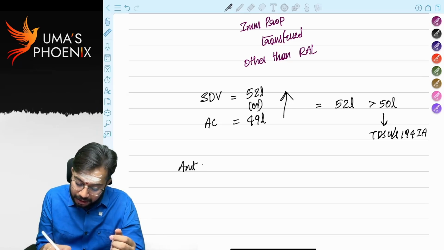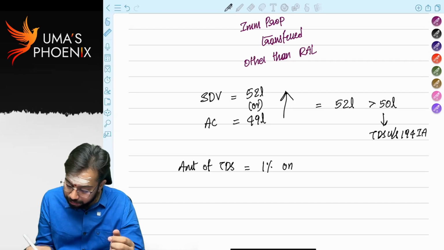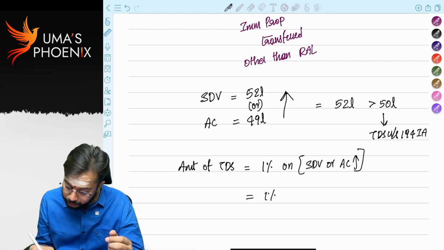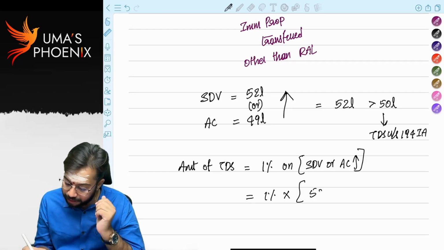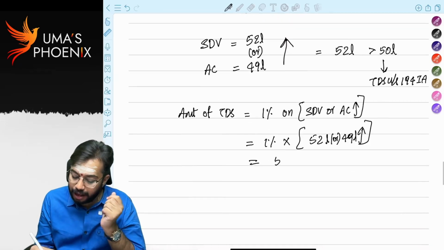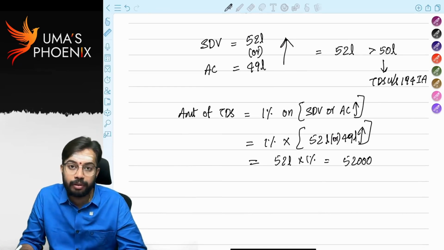Sir, what is the amount of TDS? Amount of TDS is equal to 1% on stamp duty value or actual consideration, whichever is higher. So 1% into how much? Stamp duty value is 52 lakhs, actual consideration is 49 lakhs. Out of these two, whichever is higher means 52 lakhs, right? 52 lakhs into 1%, how much? 52,000. So amount of TDS required to be deducted is 52,000.